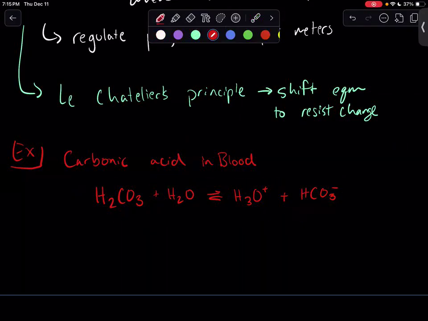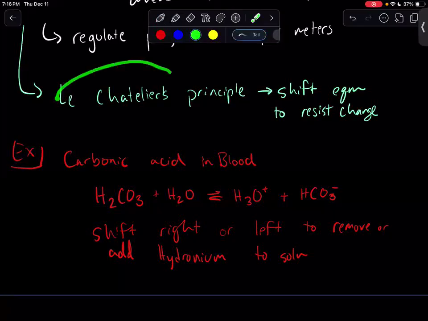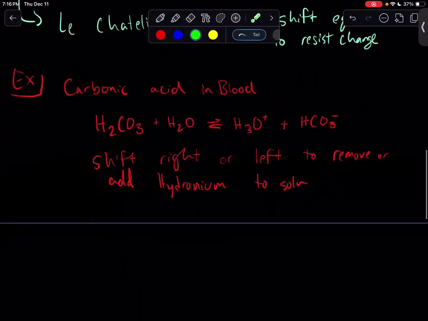So it will just shift right or left to specifically remove or add hydronium to solution, depending on what we need to do. And that is a product of Le Chatelier's principle in this equilibrium.